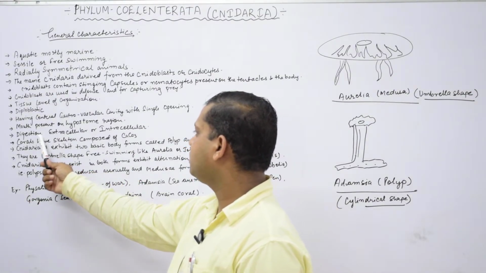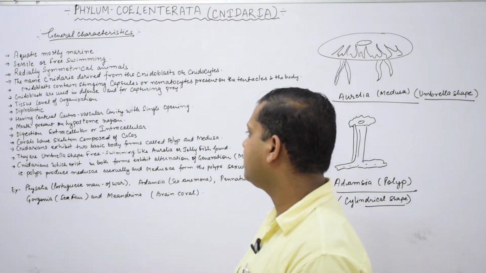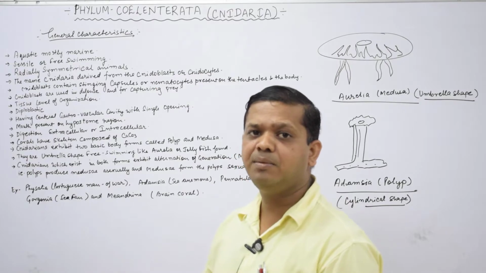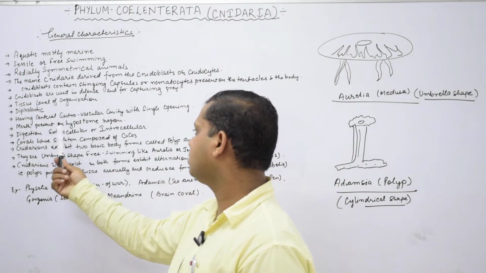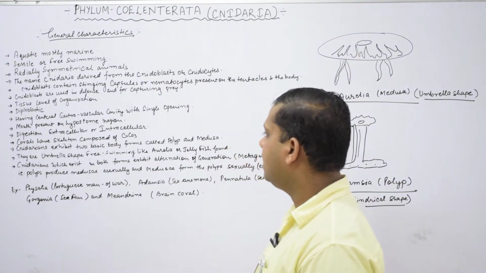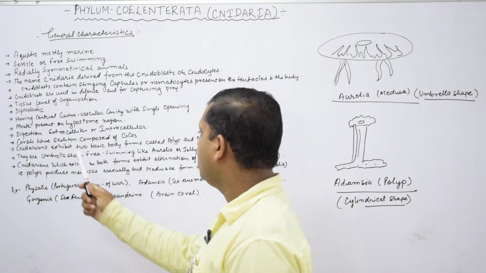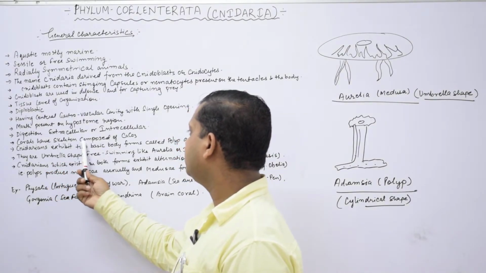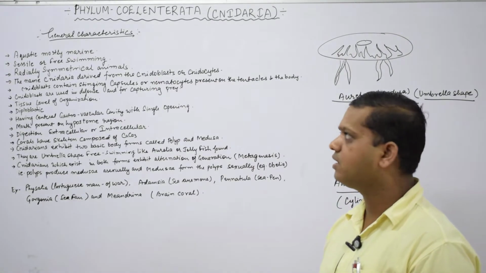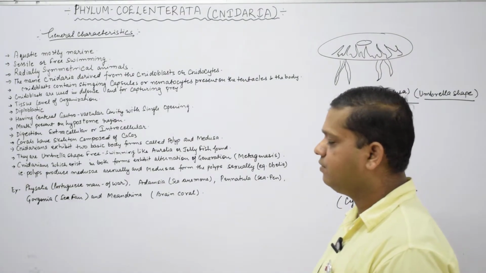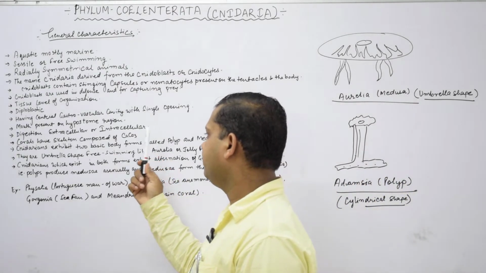Now we will see that digestion is extracellular. The digestion found in these animals is extracellular, or sometimes intracellular digestion is also seen in animals belonging to this phylum Coelenterata. Corals have a skeleton composed of calcium carbonate. So corals found in this phylum have a skeletal system made up of calcium carbonate.